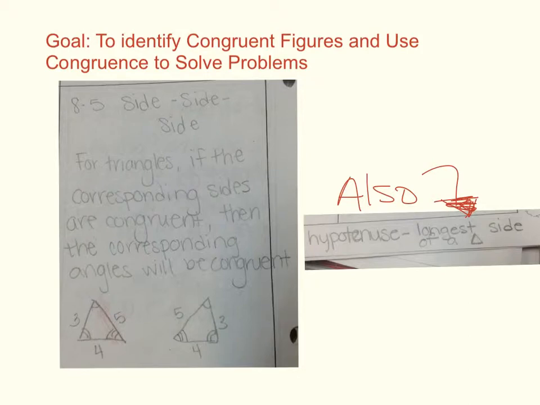You have one vocabulary word, and that's side, side, side. For triangles, if the corresponding sides are congruent, then the corresponding angles will be congruent. Remember, corresponding is in the same place. And then also make sure you add hypotenuse to the bottom of your vocab log, somewhere. Write the word hypotenuse, and that is the longest side of a triangle.